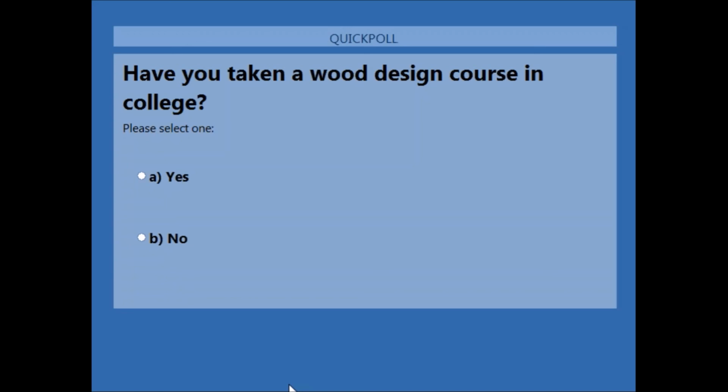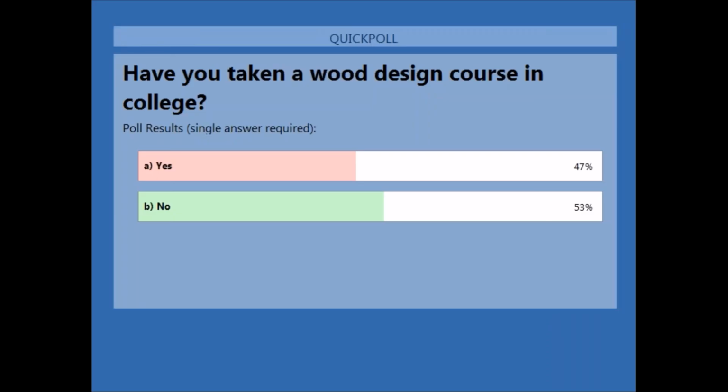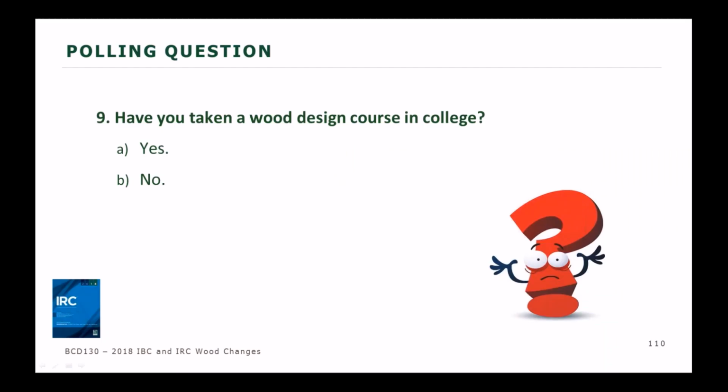And I've noticed 69% in 20 seconds. I'm just going to let it go here for another 5 seconds, and then we're going to close out. There we go, 30 seconds, quick. All right, so 53% no, 47% yes, so almost split down the middle. So thank you very much for your answers there.